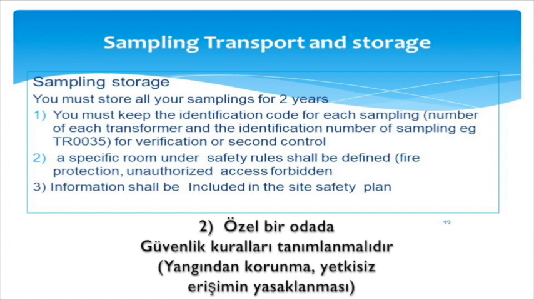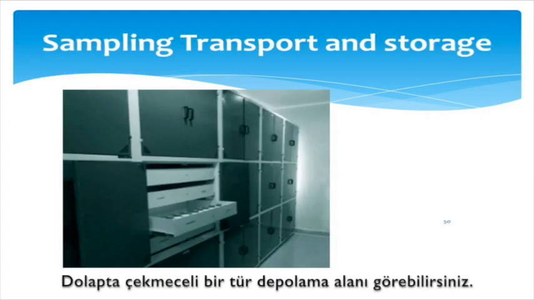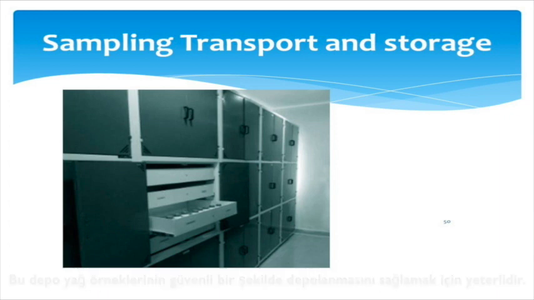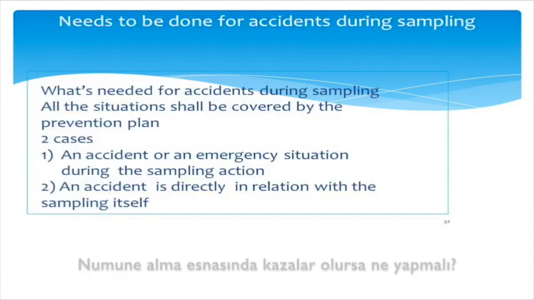A specific room under safety rules should be defined. Fire protection, unauthorized access forbidden. Also, this information should be included in the site safety plan. You can see a type of storage with a drawer in a cabinet. This storage is enough to ensure safe storage for oil samples.